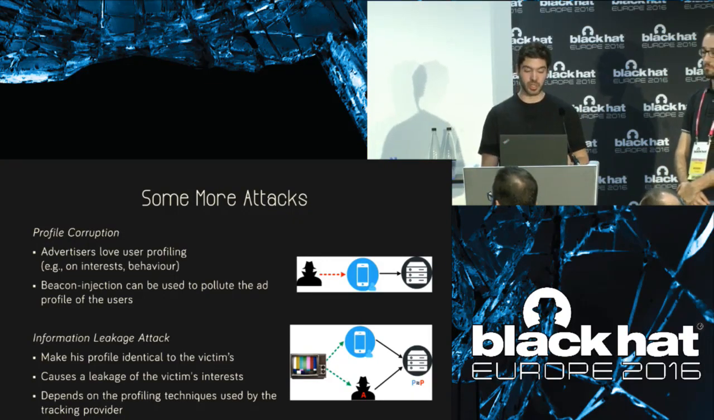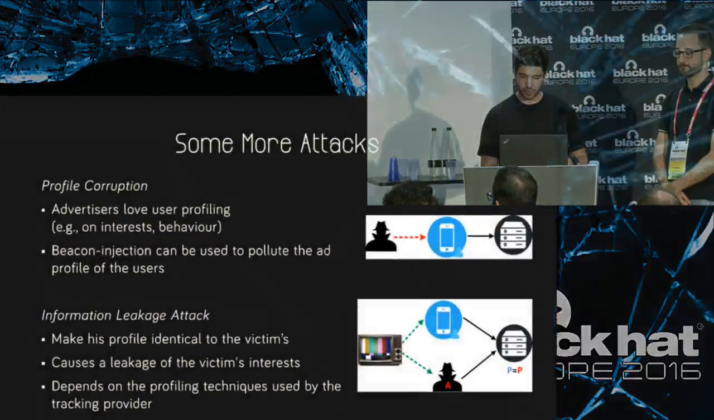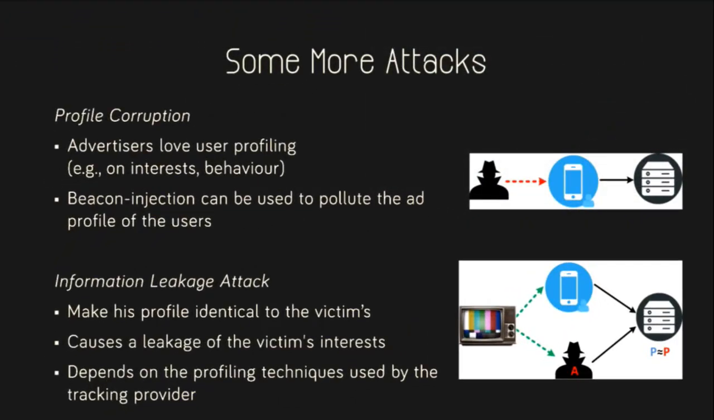The other attack, the third one that we came up with, is the information leakage attack. In this case, the attacker is trying to make his profile identical to that of the victim. To do that, he's basically eavesdropping for beacons and replaying them to his own device. Then, of course, his device is pushing them back to the backend. So again, depending on how the profiling techniques work and how the recommendation system is implemented by the tracking provider, the profiles can be made very identical or similar, and then the content pushed to the adversary will be very similar to that pushed to the victim's device.